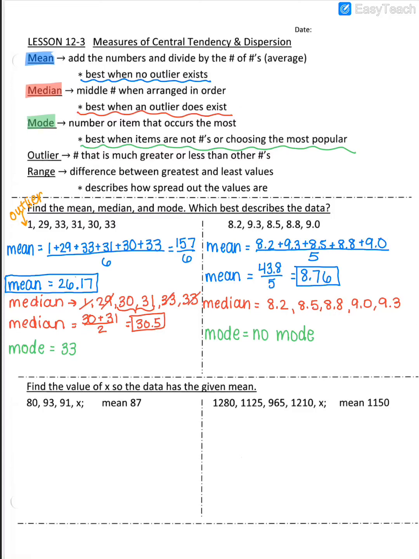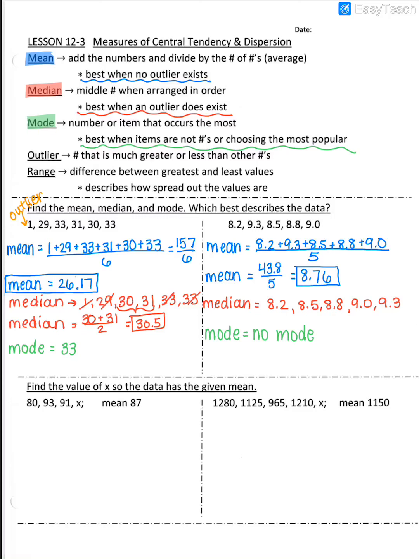And then our mode is the number that occurs most often, or the one that repeats the most, because you might have more than one that repeat. In this case, that's 33, because I have two 33s in my data, nothing else repeats, so that is going to be my mode. Now, the last thing that they ask us to do is to figure out which one of these would best describe our data.